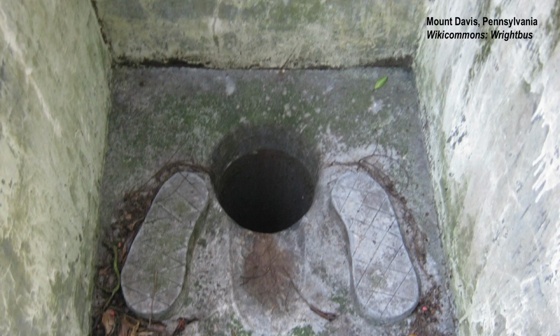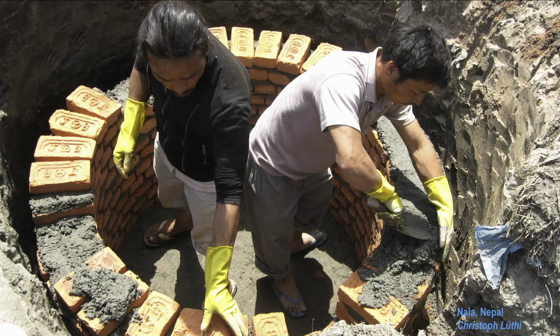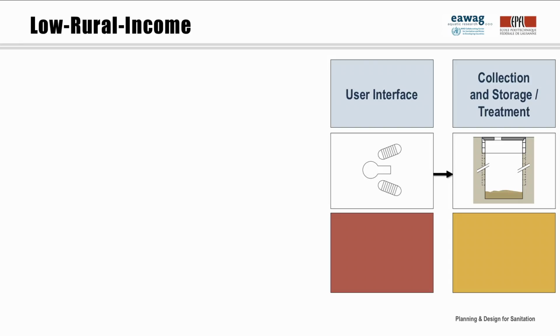Let's look at a really simple system and see how the functional groups can be used to help explain what's going on. In rural areas of low-income countries, where there is little water but a lot of space, a simple squatting slab like this one can be placed over a deep pit. The slab is the user interface, and the pit, as you can see being built here, is a technology from the collection and storage functional group. This simple system requires technology from only 2 functional groups.